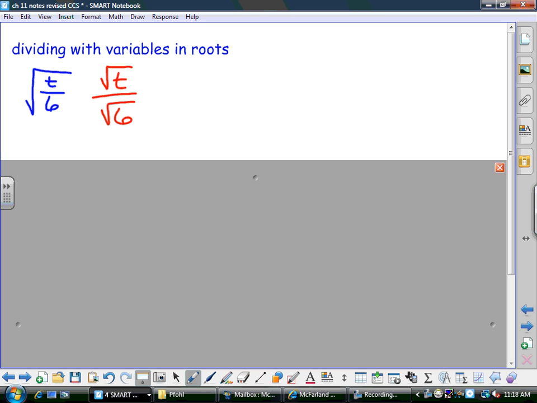You don't have to do that conjugate thing. You just need to multiply by that square root that's in the bottom. In the top, square root of t times square root of 6 is the square root of 6t. And on the bottom, square root of 6 times square root of 6 would be square root of 36. But the square root of 36 is just a 6, and we did get rid of the square root that's in the bottom.